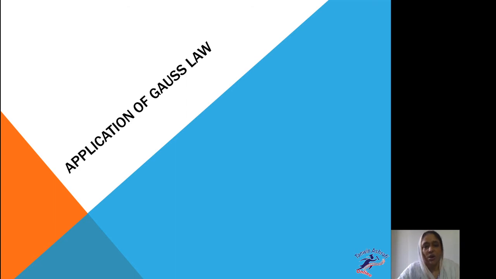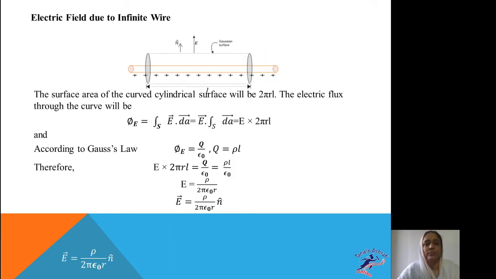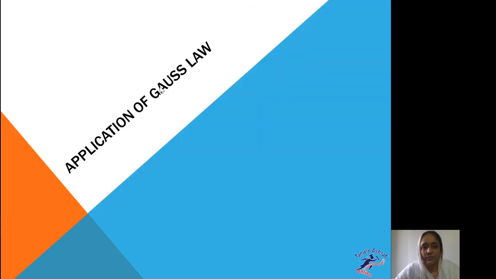Application of Gauss law. Now, the surface area of a curved cylindrical surface will be 2 pi RL, where 2 pi R is the circumference of the cylinder. Application of the Gauss law.